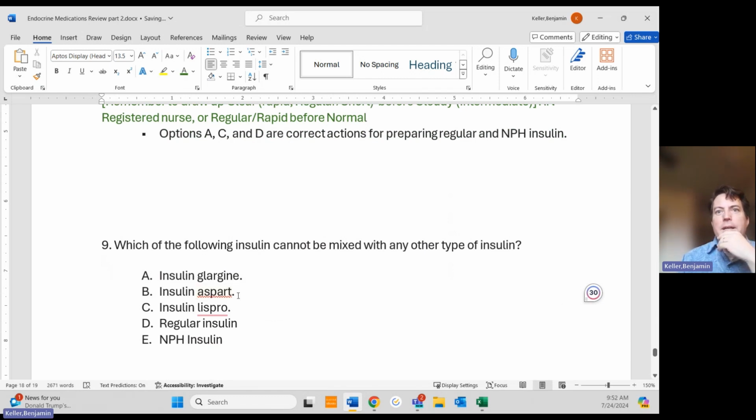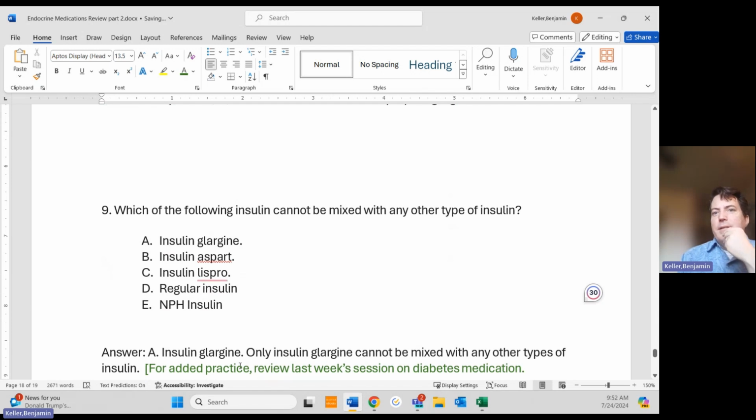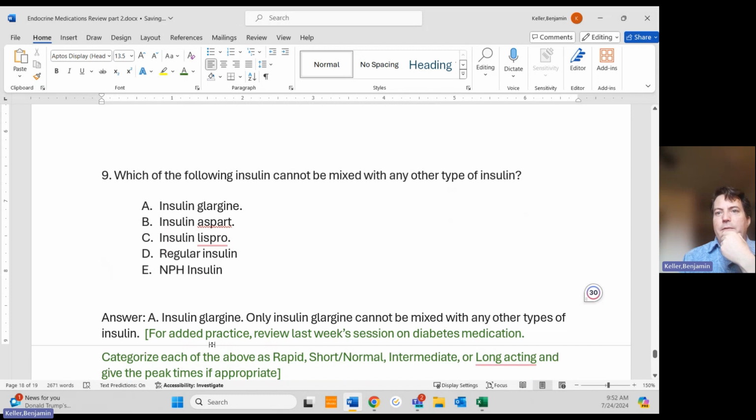Which of the following insulins cannot be mixed with any other type of insulin? Insulin glargine, insulin aspart, insulin lispro, regular insulin, or NPH insulin. The answer is insulin glargine. It's the only one that can't be mixed with another type of insulin. And for added practice, it's just the long-acting one.